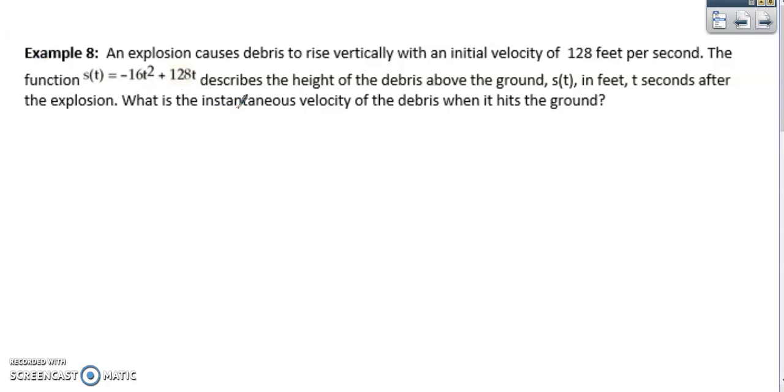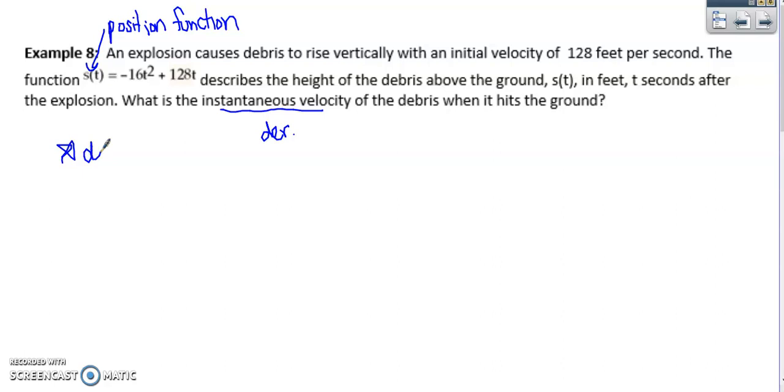So instantaneous velocity we know is derivative, right? So here's our key word for derivative. If you are in physics, then this should be sounding kind of familiar. S of t, why do they use S? S is used to stand for a position function. So S of t expresses the position, the height of the debris in feet t seconds after the explosion. So something that comes up in physics, but it's kind of cool.